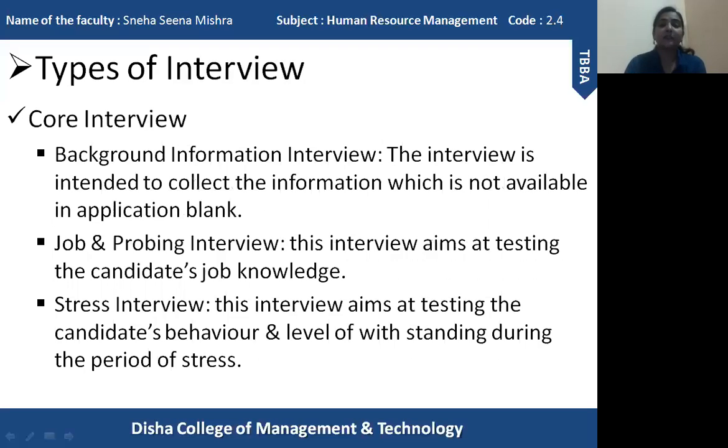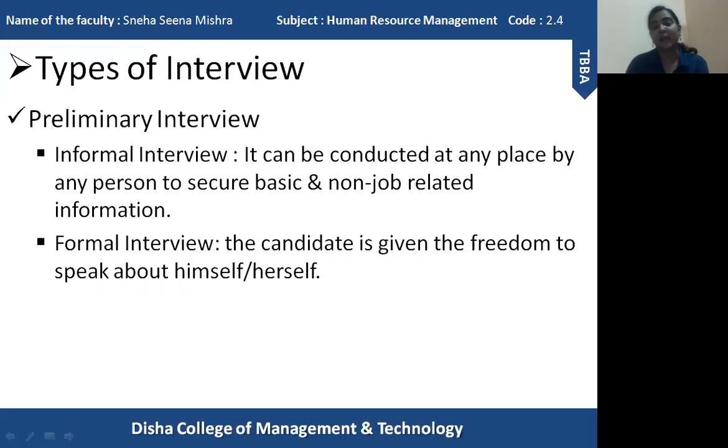So the various types of interviews can be divided into three major categories. As the name suggests, first one, preliminary interview. These are the interviews which are conducted during the initial stages of the selection procedure to get some basic information related to the candidate's personal background. This kind of information is obtained through the preliminary interview. So basically preliminary interviews are conducted during the initial steps of the selection procedure.